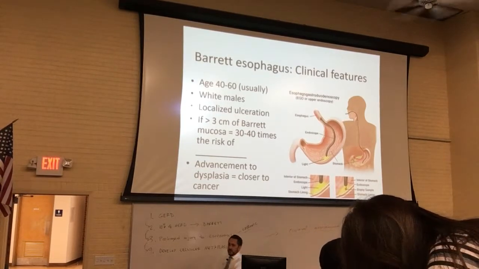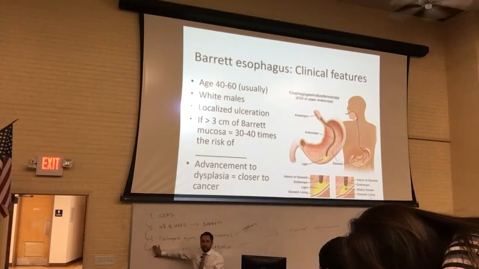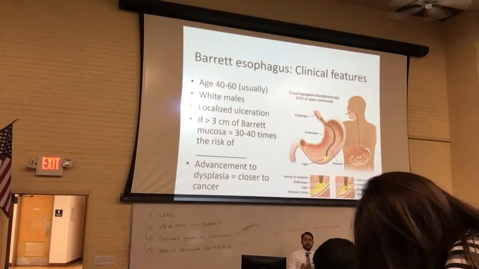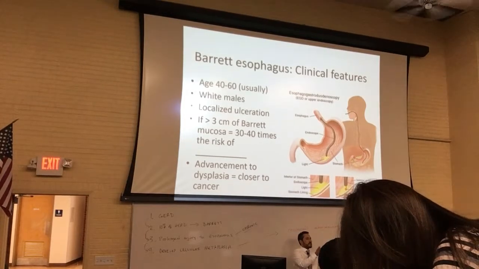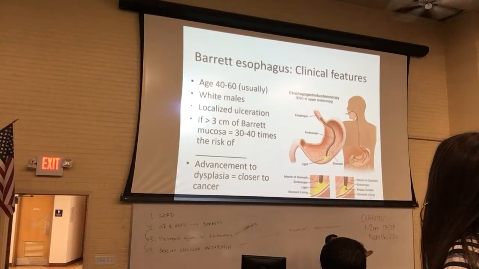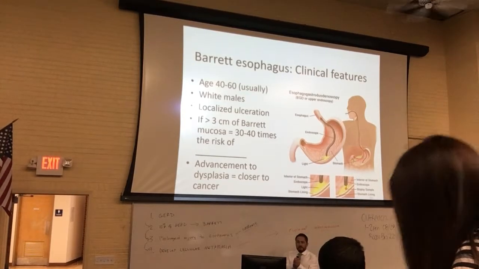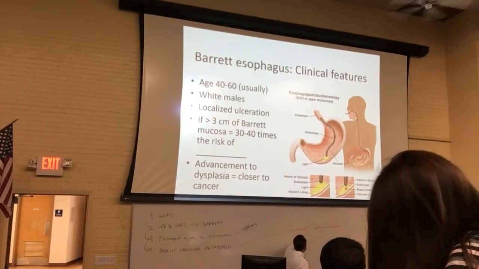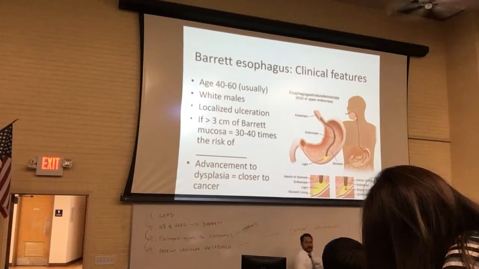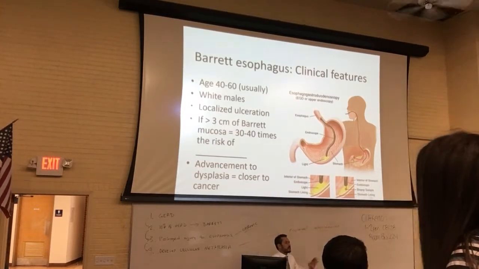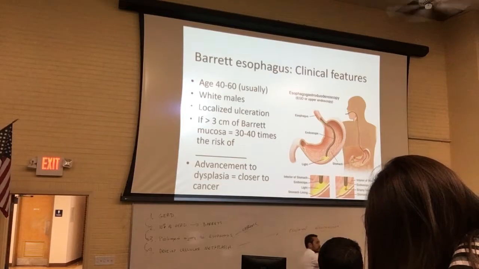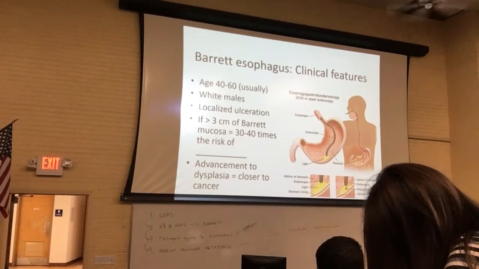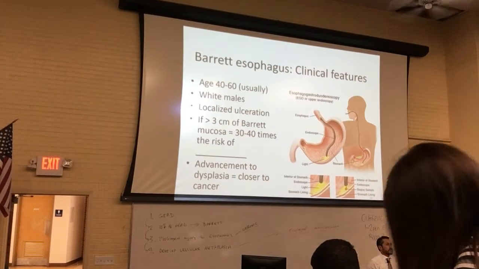There's a localized ulceration that's occurring at that level of prolonged injury, bless you. And clinically, the definition is if there's more than 3 centimeters of this Barrett-style mucosa, meaning that you've got this cellular metaplastic change, then that individual is 30 to 40 times at greater risk of developing esophageal adenocarcinoma. And how do they determine that there's greater than 3 centimeters of Barrett mucosa? They look with a scope down the mucosa, and they might take a biopsy at certain locations to determine how prevalent the metaplastic change is.